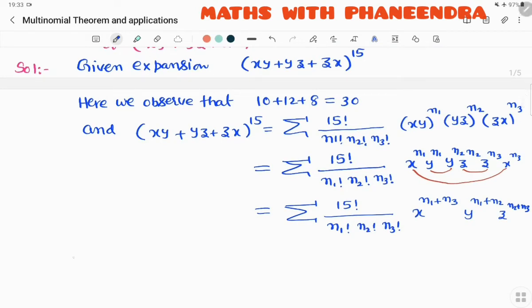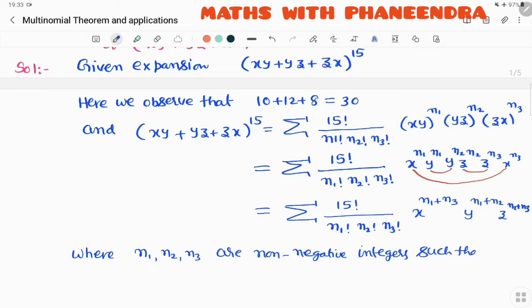So where n1, n2, n3 are non-negative integers such that n1 plus n2 plus n3 is equal to 15, according to the multinomial procedure, and the power n should be equal to n1 plus n2 plus n3 only, no?